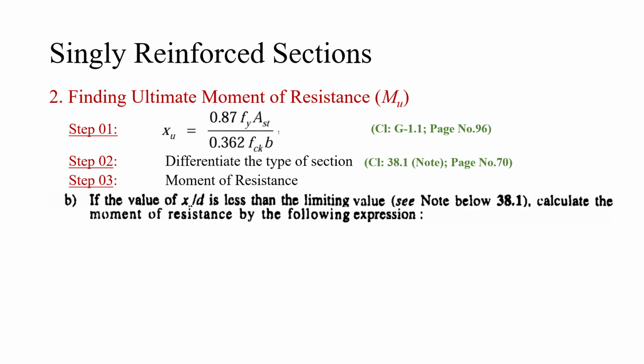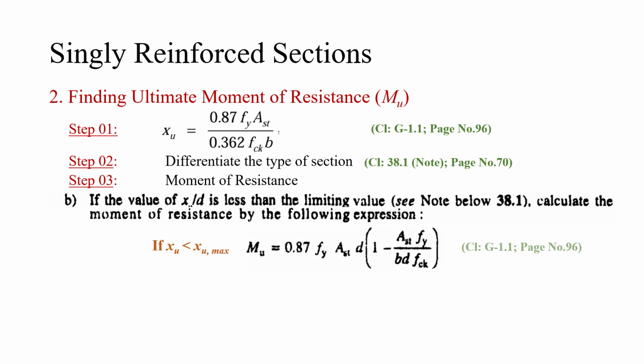So this moment of resistance, if the value of xu over d is less than the limiting value, then the moment of resistance is calculated by the following equation. This equation is given in clause G-1.1, page number 96, along with the same statement. This indicates that if the xu whatever we have got here is lesser than the xu max, then we will be using this equation to calculate the ultimate moment of resistance Mu.